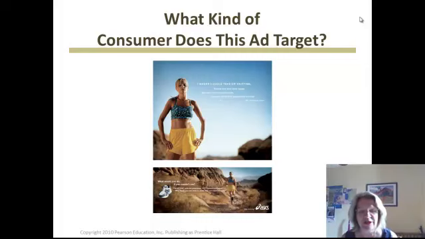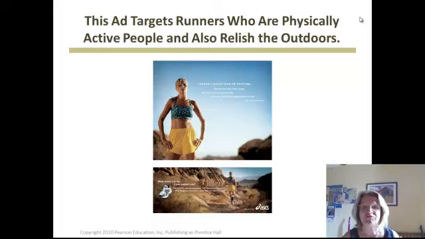First question: what do you think? What kind of consumers does this ad target? There's a lovely young lady seemingly running somewhere in nature. This ad targets runners, who are physically active people and also relish the outdoor life. A clearly targeted advertisement.